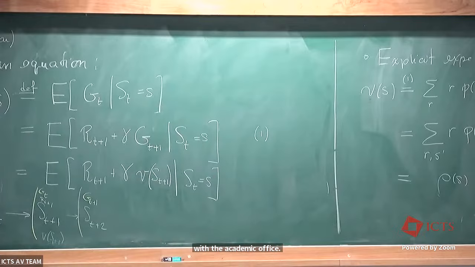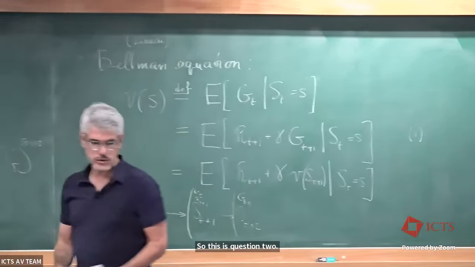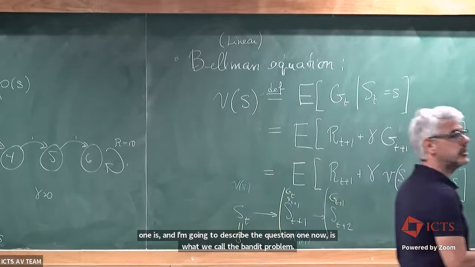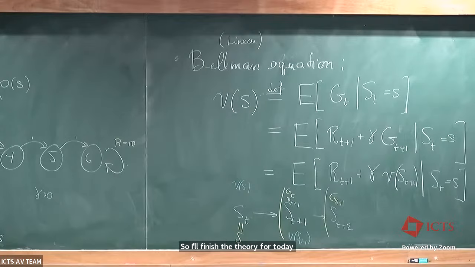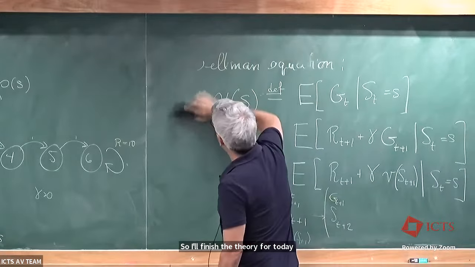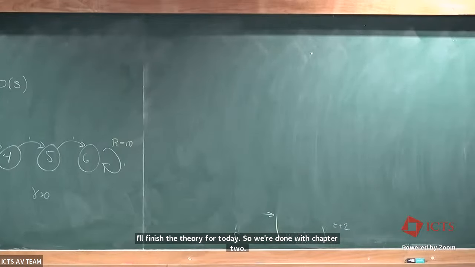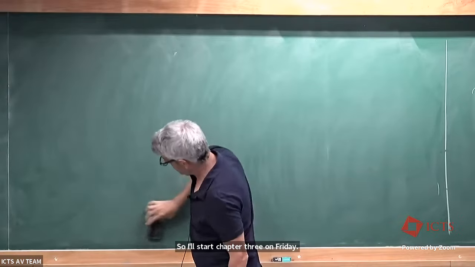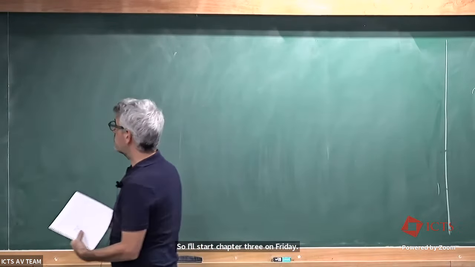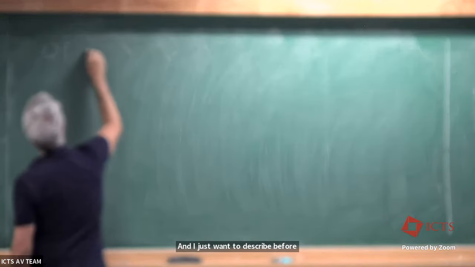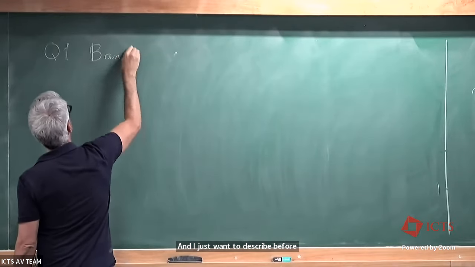Question 1, which I'm going to describe now, is what we call the bandit problem. So I'll finish the theory for today. We're done with chapter 2, and I'll start chapter 3 on Friday. I just want to describe, before finishing, question 1, which is the bandit problem.